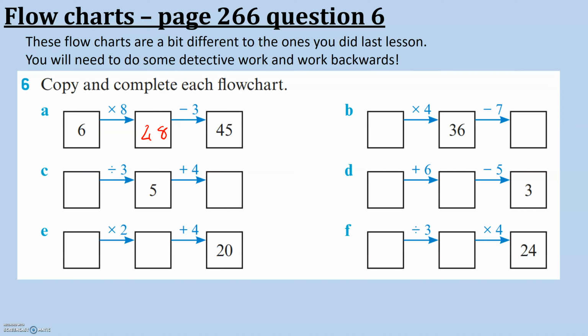But if you have a look at 6b here, what we've got to ask ourselves is, what number times 4 would equal 36? So we need to do a little bit of detective work, and we need to work backwards. So what number times 4 does equal 36? I will do this one for you. We're looking for 9. 9 times 4 is 36, and then we're going to subtract 7 from that number to give us 20.